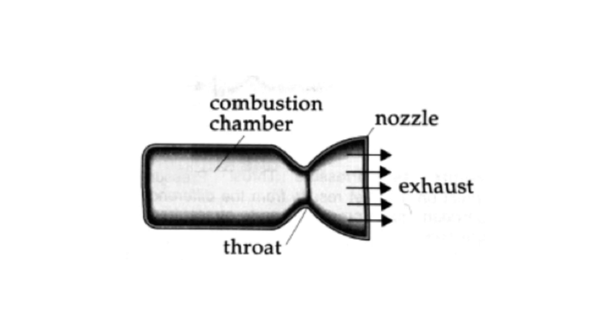The throat is where the speed of the gas reaches the speed of sound in that medium. The nozzle is where the speed of the gas increases beyond the speed of sound due to the expanding shape of the nozzle.